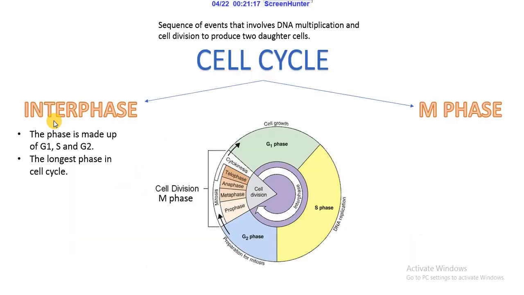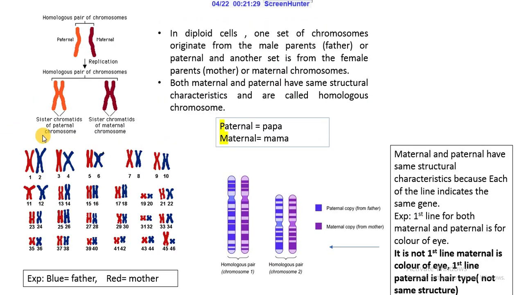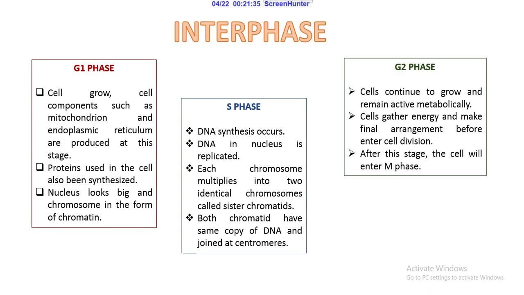So that's how it explains that each chromosome will multiply into two identical chromosomes called sister chromatids. So this is the sister chromatid, the two are the same. Both chromatids have the same copy of DNA and join at the centromere. The centromere is at the center.